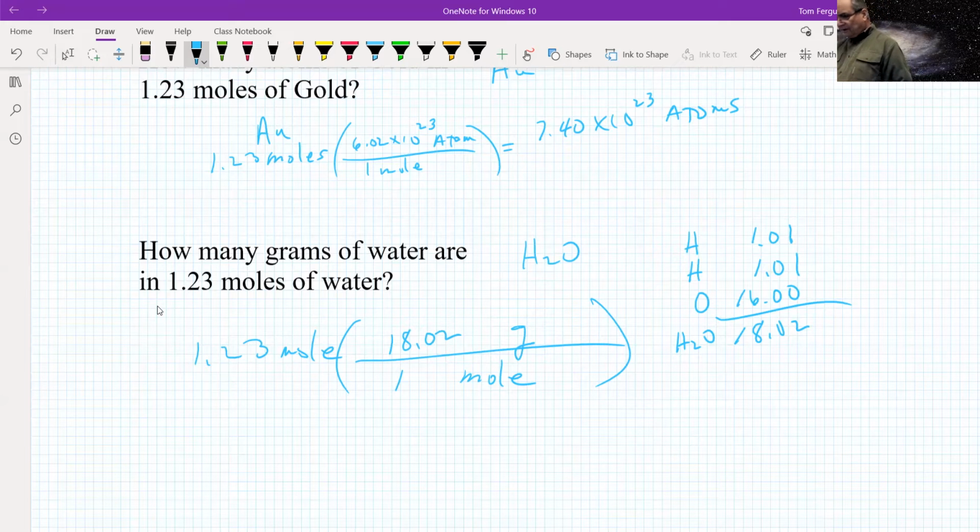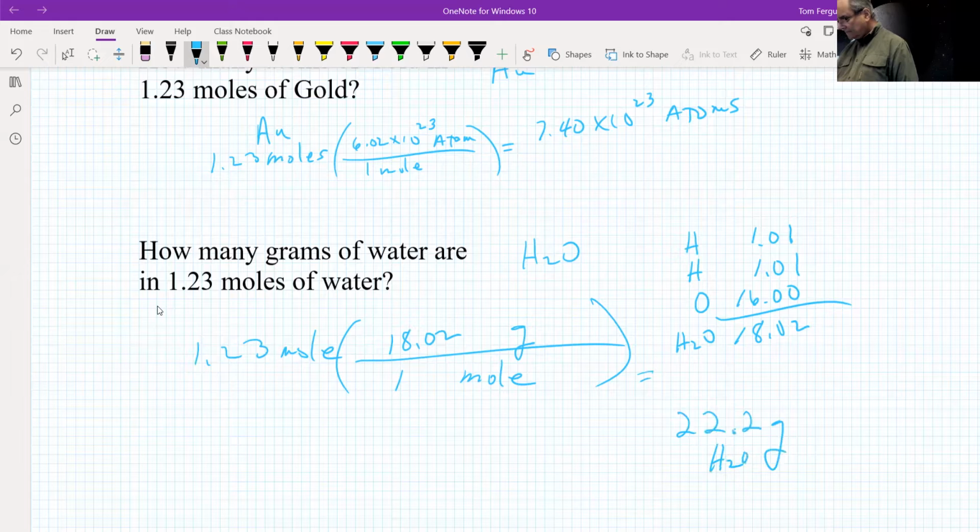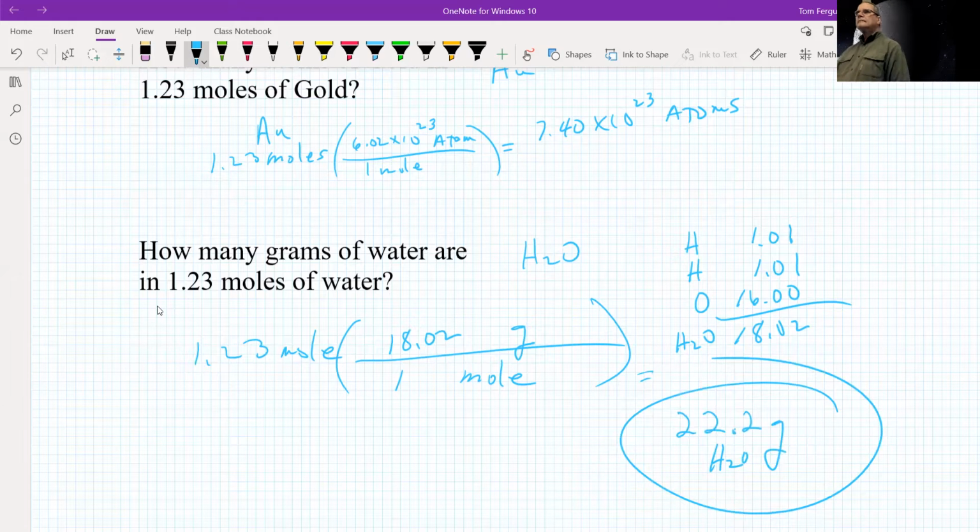Okay, so to do this problem, we're just going to go 1.23. Sig figs in the answer. 3. Okay, so.